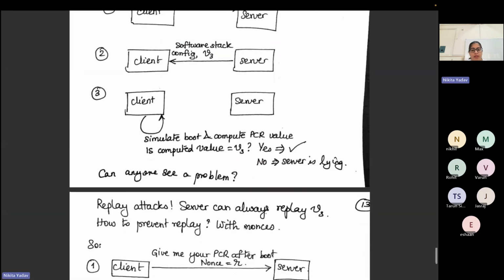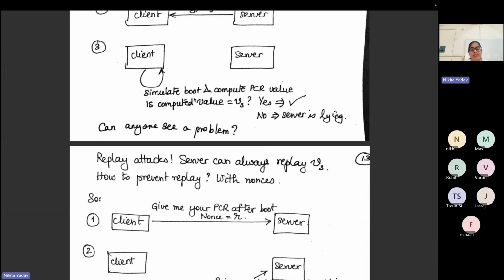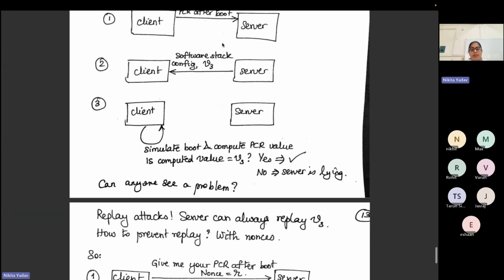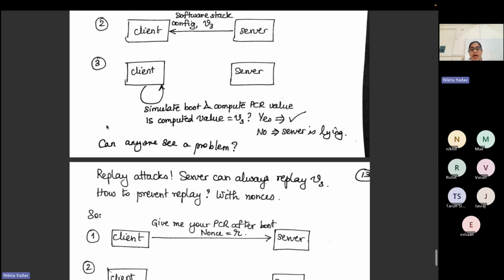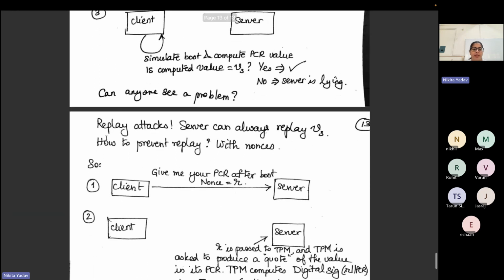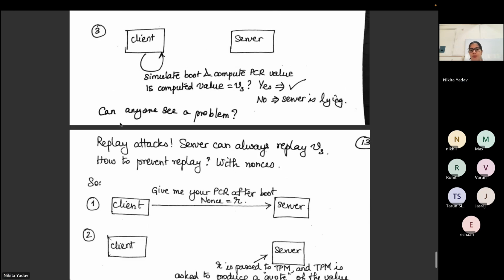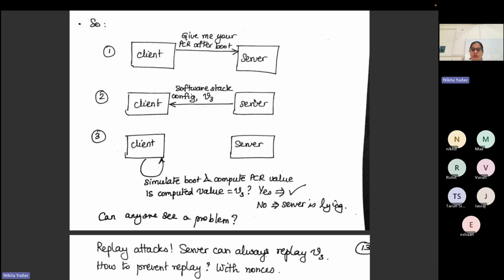Okay. So this particular attestation protocol will have a problem, and the problem is called replay attacks. What is the replay attack? Replay attack just means that the server is going to reuse the same value. You computed this value when you started the server. Let's say the cloud provider will start the server with the correct configuration.